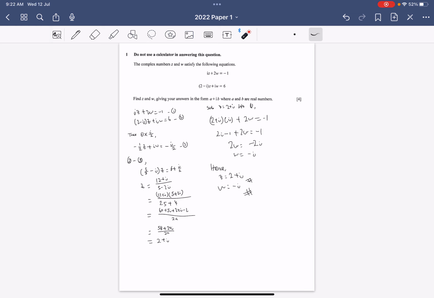So I hope you can follow this along, as the key concept for this question is to solve a simultaneous equation over the complex numbers.